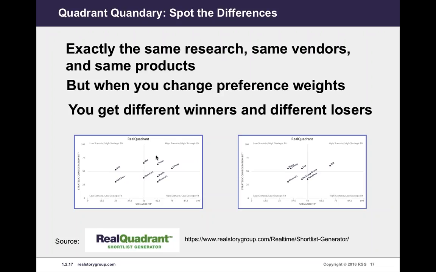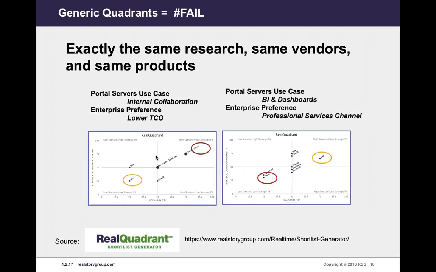So just to reiterate here, the x-axis is the scenario fit, which is how well the vendor executes on the scenarios that we talked about. And the y-axis is the strategic considerations. So you can actually go into our tool, you can weight how important the scenarios are and weight how important the different strategic considerations are. And then the tool generates a personalized or customized quadrant that exactly fits your requirements. So you can generate multiple quadrants.